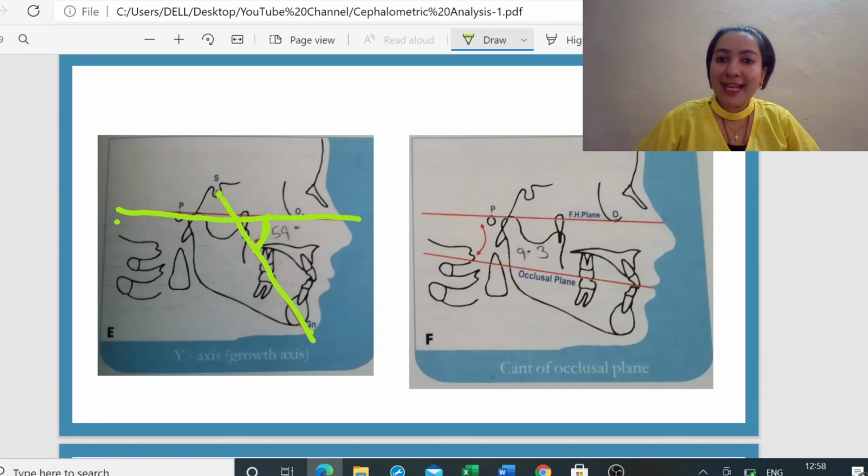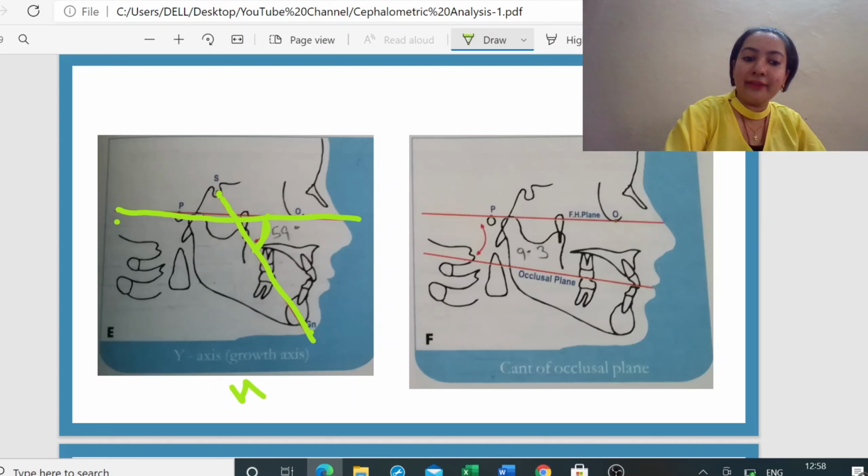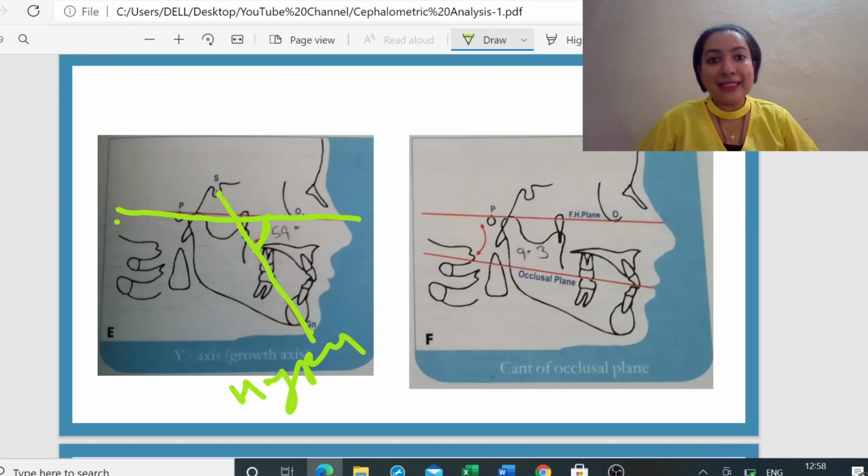So if my Y-axis is beyond my range, okay, suppose 59 to 64 was the range, if it is more than that, it is indicative of a hyperdivergent facial pattern or facial profile. And if it is less, it means the patient is hypodivergent. Obviously if my patient is hyperdivergent, my mandible is behind and my lower anterior facial height is more. All these are indicative of a hyperdivergent facial profile.